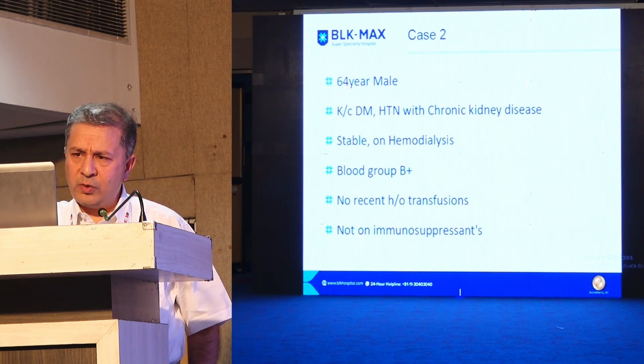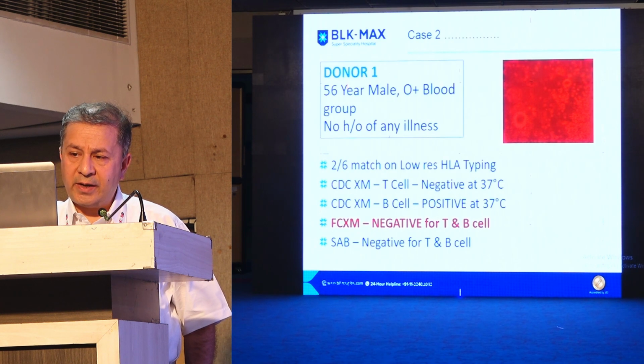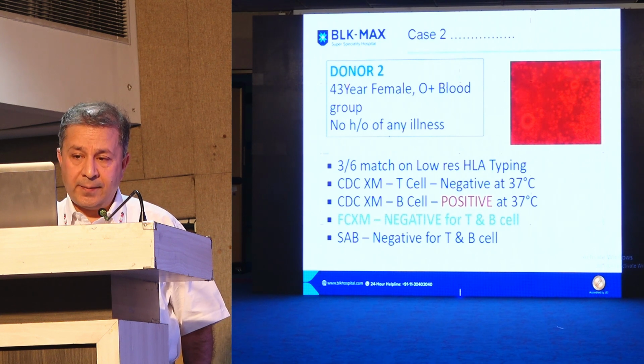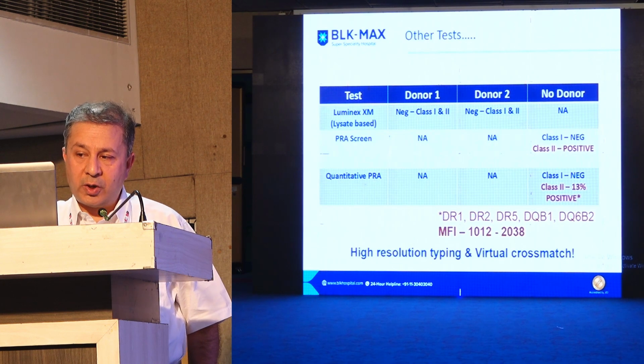The other case, almost similar profile, except that in this case the flow was negative, the SAB was negative, everything seemed hunky-dory, you could have just gone ahead with the transplant. But a CDC cross-match with the second donor was positive at 37 degrees centigrade. Flow and SAB negative in both the cases, and when you did a virtual cross-match, you found that there was a positive cross-match in this case.